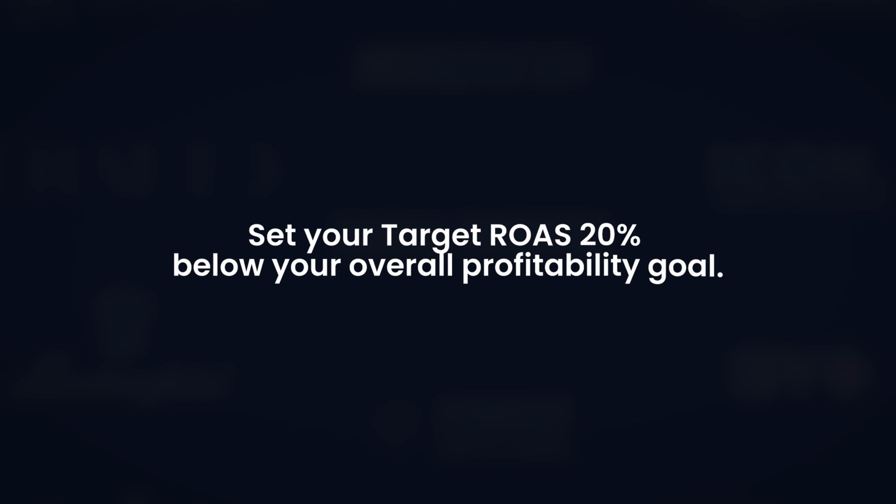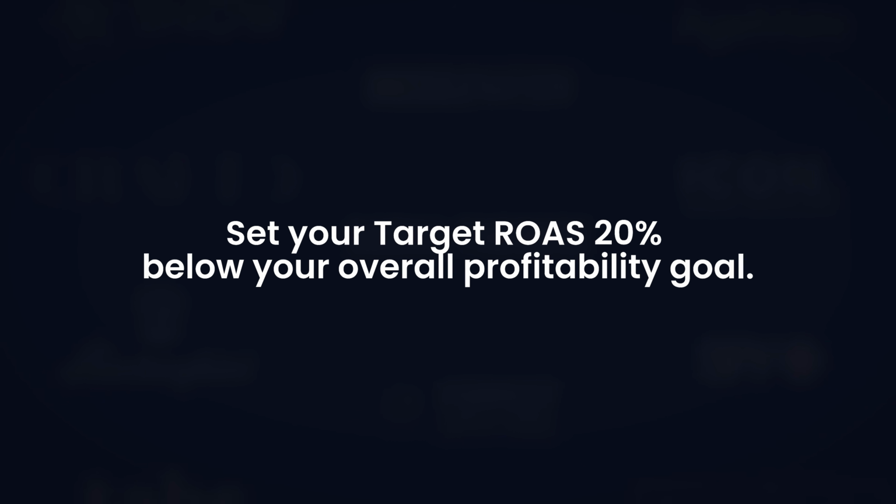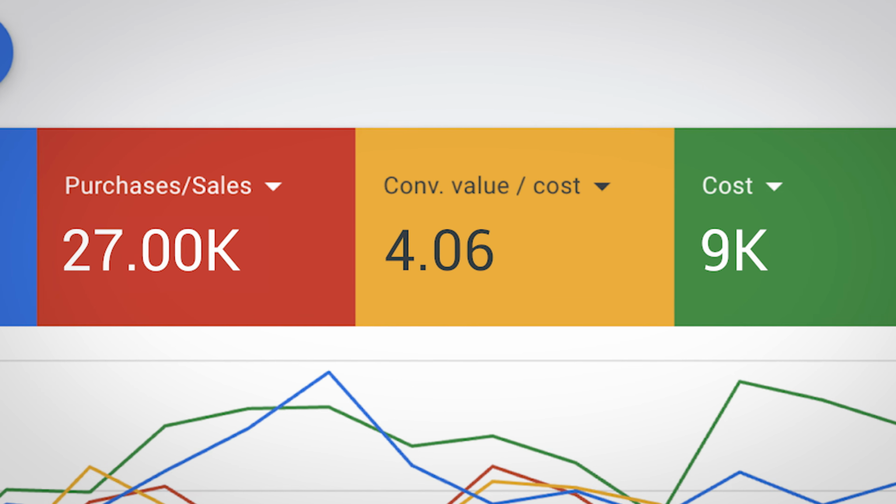So here's how we set this up. You want to set your target ROAS 20% below your overall profitable goal. So if you need a 5 ROAS to be profitable, set the campaign target to 4 ROAS at first. This gives the algorithm room to get more volume and conversion data while you're building history.